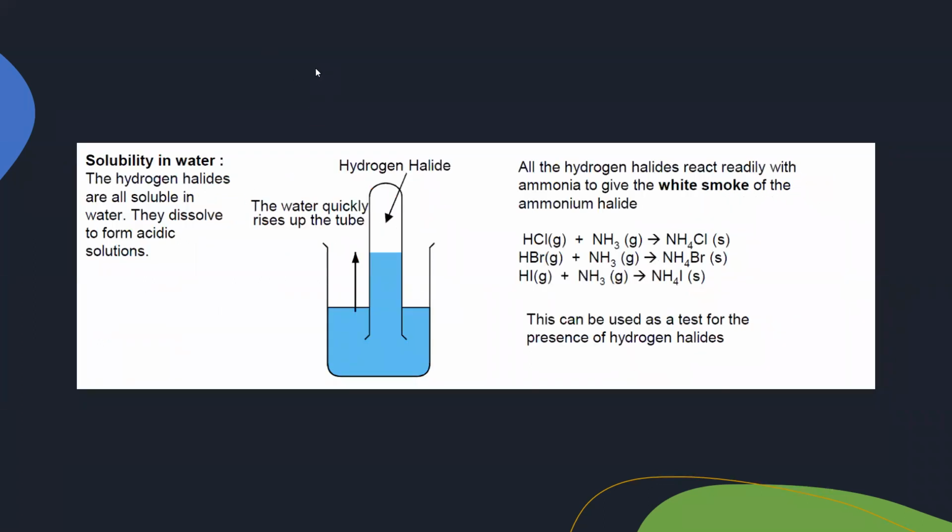Then solubility of these halides in water. The hydrogen halides are very soluble in water, and they dissolve to form an acidic solution. And all hydrogen halides react readily with ammonia and give a dense white smoke. Because ammonia with HCl, ammonia with HBr, ammonia with hydrogen iodide, will produce ammonium chloride, bromide, or iodide, which is a dense white smoke. So to test these hydrogen halides, we can use ammonia solution.